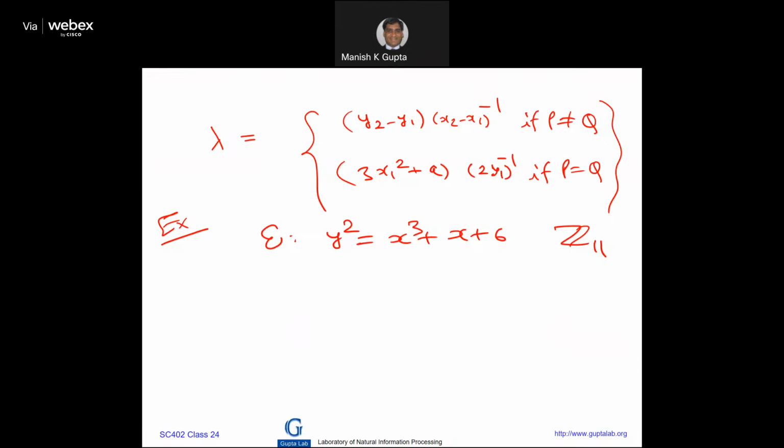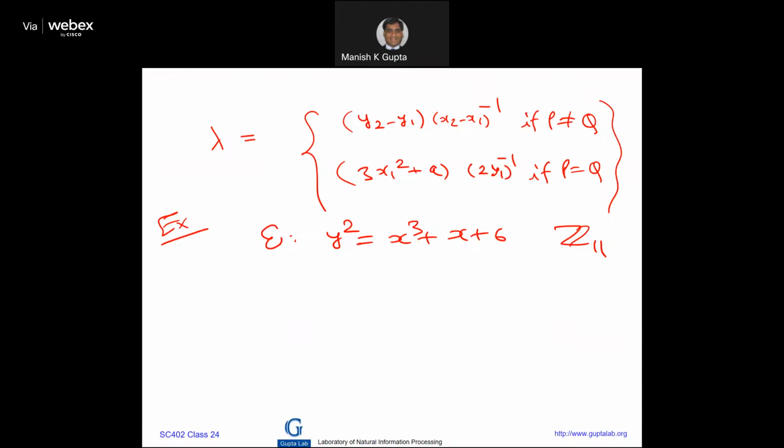How do you find them? There are different algorithms, of course, in the literature, but I'm just using bare minimum thinking. How do we approach this problem? Since x and y are in Z11, I have to find those points x comma y in Z11, so I can vary them and see which one is satisfying the equation, right? That is one way.